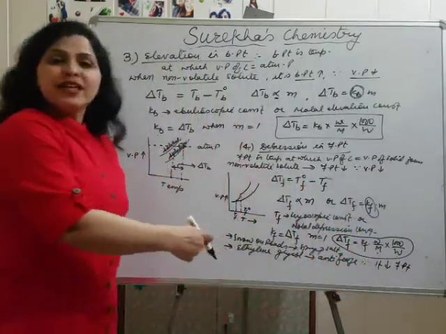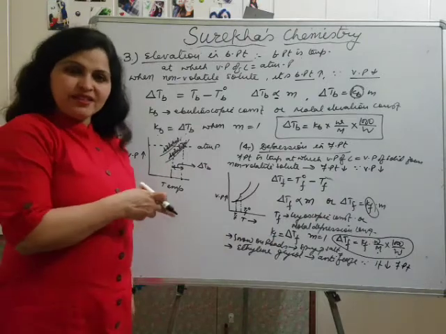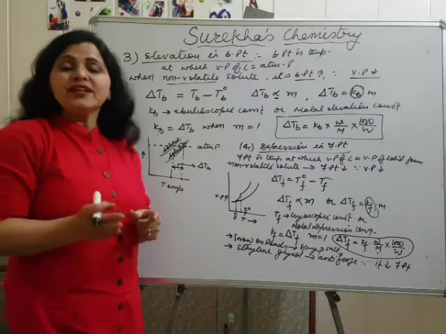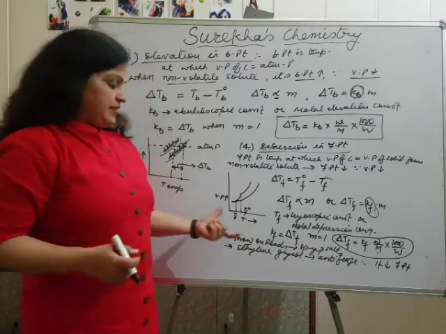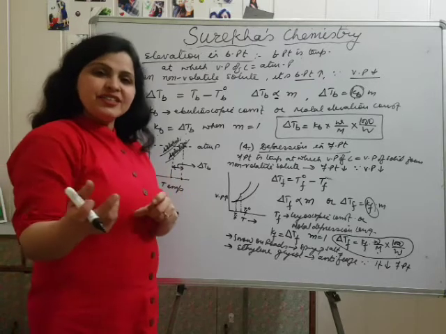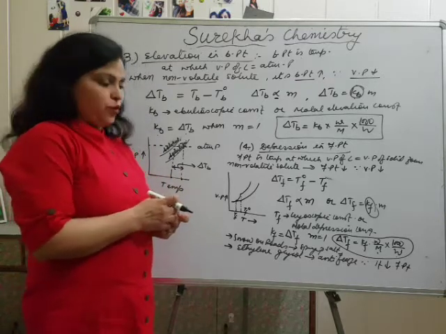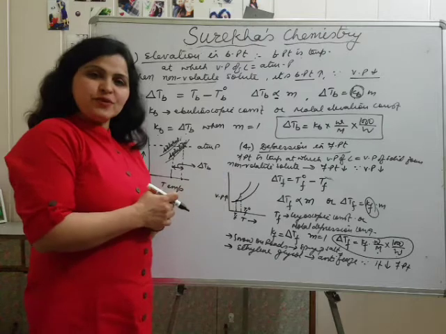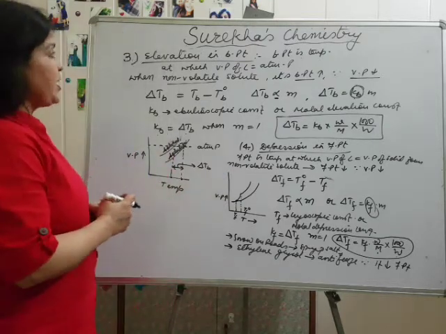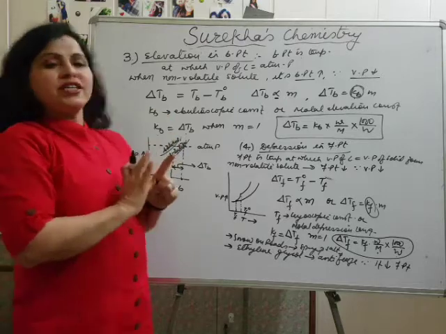Where is it used? It is used in the radiators of vehicles in the hilly areas. Actually, in the hilly areas, water gets frozen and the radiator may be damaged. So, in the radiator, ethylene glycol is added along with water because it decreases the freezing point and damage will not happen to the radiator, right? So, these are the colligative properties.